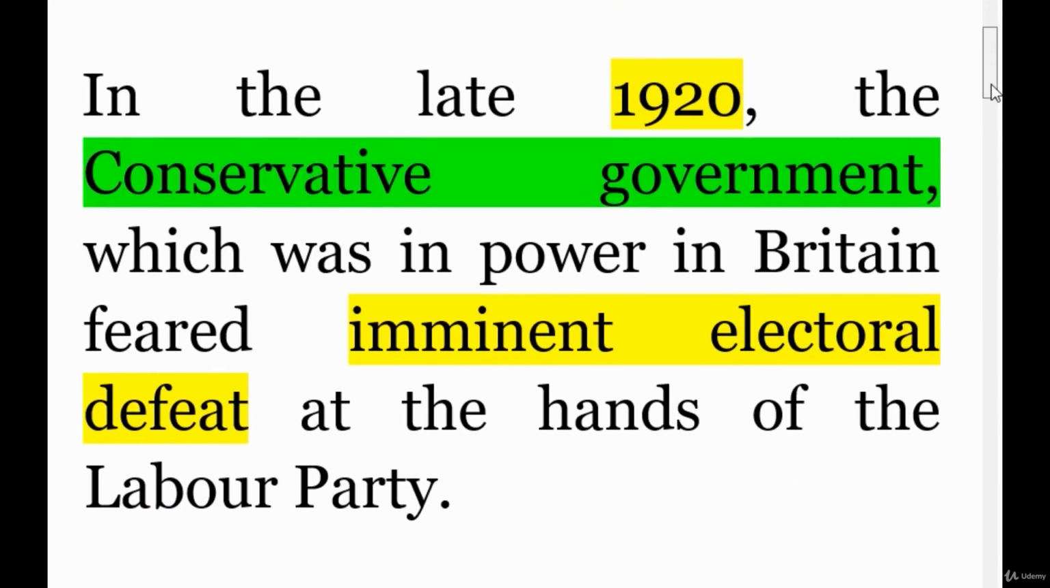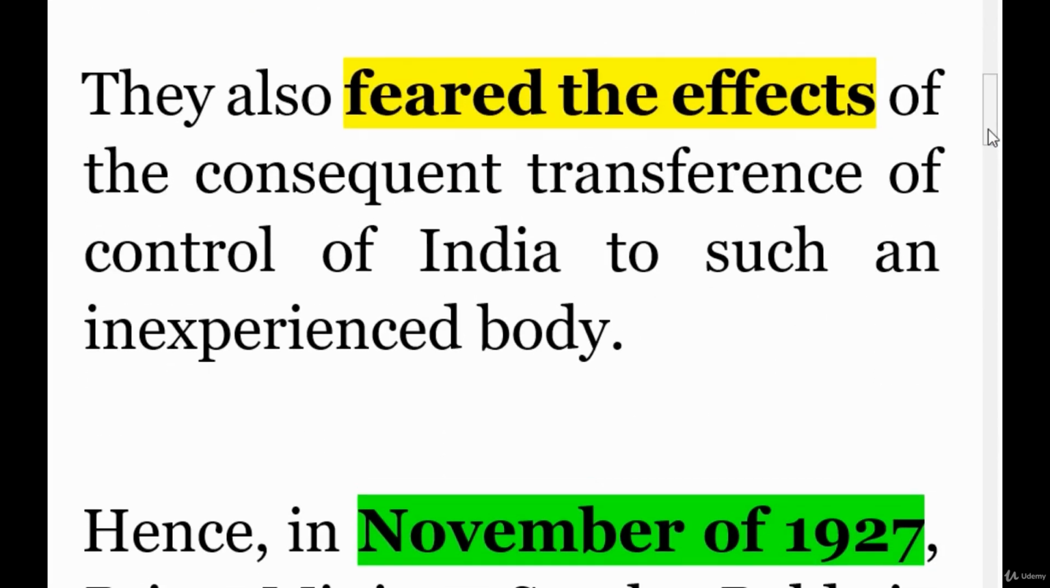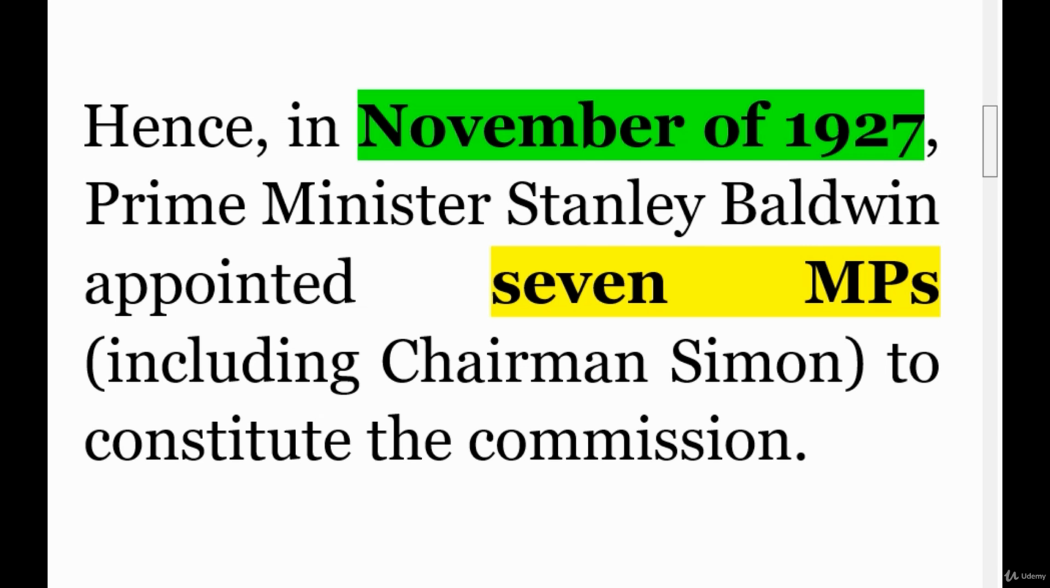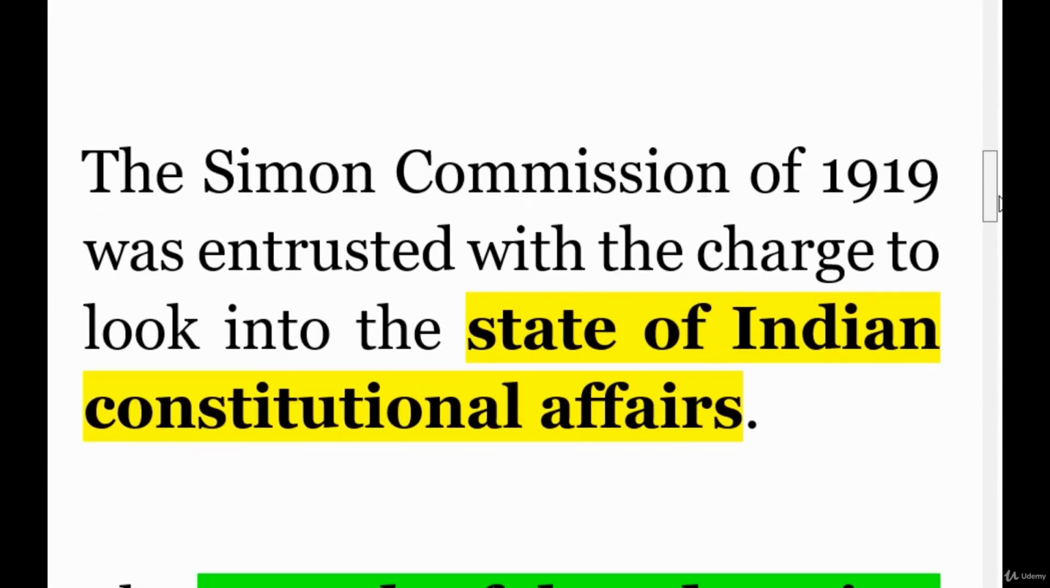In 1920, the Conservative government, which was in power in Britain, feared the imminent electoral defeat at the hands of the Labour Party. They also feared the effect of the consequent transfer of power, or the control of India, to such an inexperienced body. Hence, in November 1927, before the due date, Prime Minister Stanley Baldwin appointed 7 MPs, including the chairman Simon, to go and constitute the commission and study the political reforms.